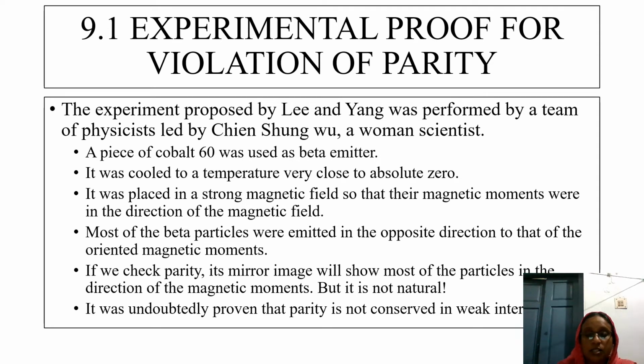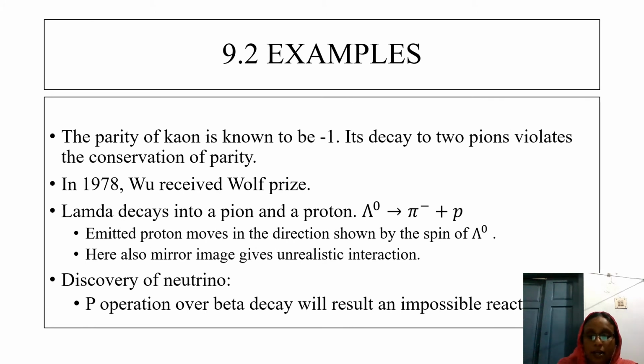Then what happens? If we check the mirror reflection of this event, its mirror image will show most of the particles in the direction of the magnetic moments. But this is not a natural process. Finally, it was undoubtedly proven that parity is not conserved under weak interaction.